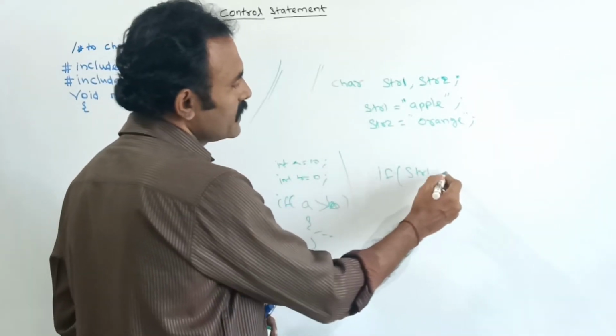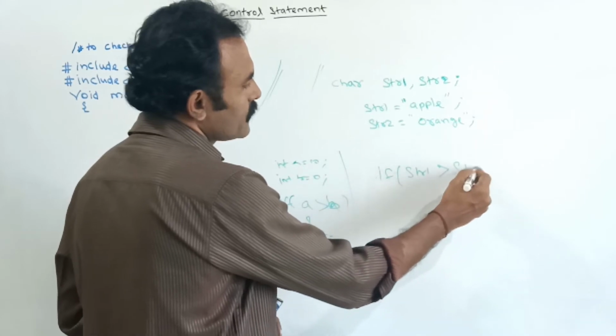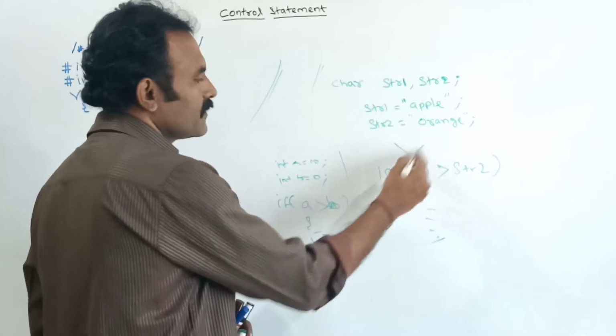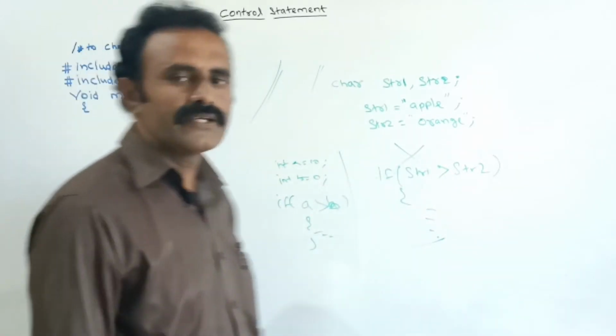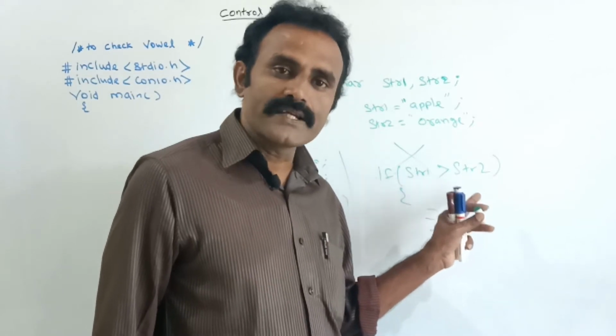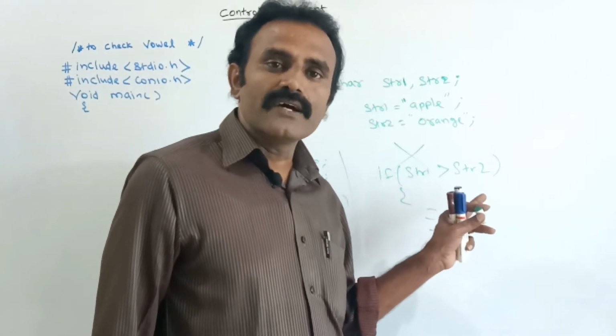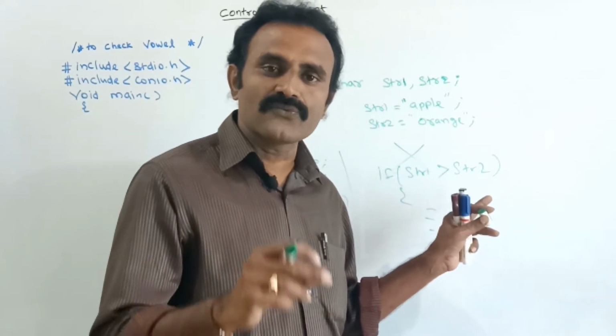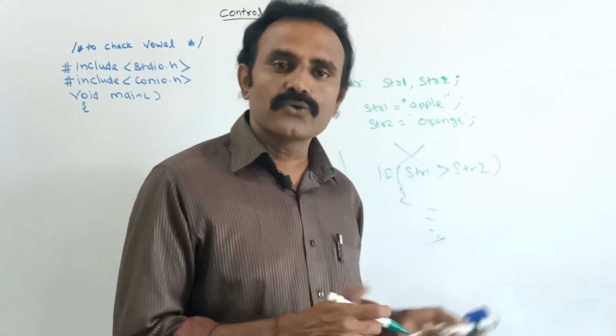Compare the string like this. If string 1 is greater than string 2, then print something. This thing is wrong. This is invalid input. We can't directly compare the two strings. So we need the string function, that is the string compare function. With the help of this string compare function only we can compare the two strings.